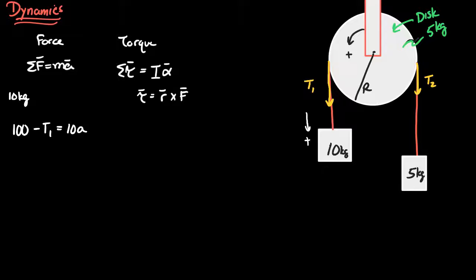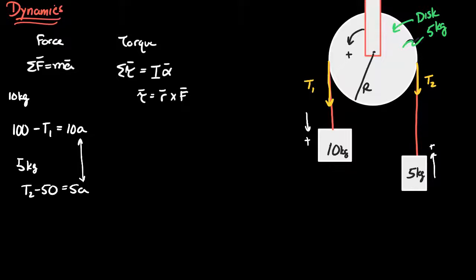In fact, the 5 kilogram will have a similar structure. We've done this before. Net force equals MA for the 5 kilogram. Upwards will be considered positive for the 5 kilogram. And that upwards tension is what's going to cause it to accelerate. T2 minus 50 will equal 5A. And these two accelerations are going to be the same. That part hasn't changed. The string doesn't stretch.